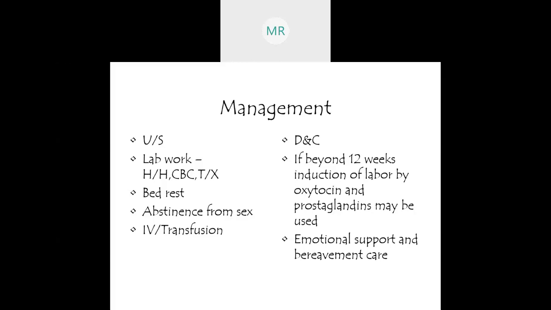Bed rest. She wants to abstain from sexual intercourse. And if we need to give her an IV, we'll give her an IV. Okay, if she needs to be transfused, she will be transfused. Okay. We'll have to do a D&C. Okay. Her cervix is dilated. A curette is inserted to scrape the uterine walls, and of course we're going to remove that uterine content. Okay, and you will see that sometimes if she miscarried beyond 12 weeks, so she was after 12 weeks pregnant, she can be induced with oxytocin and prostaglandins. Okay.